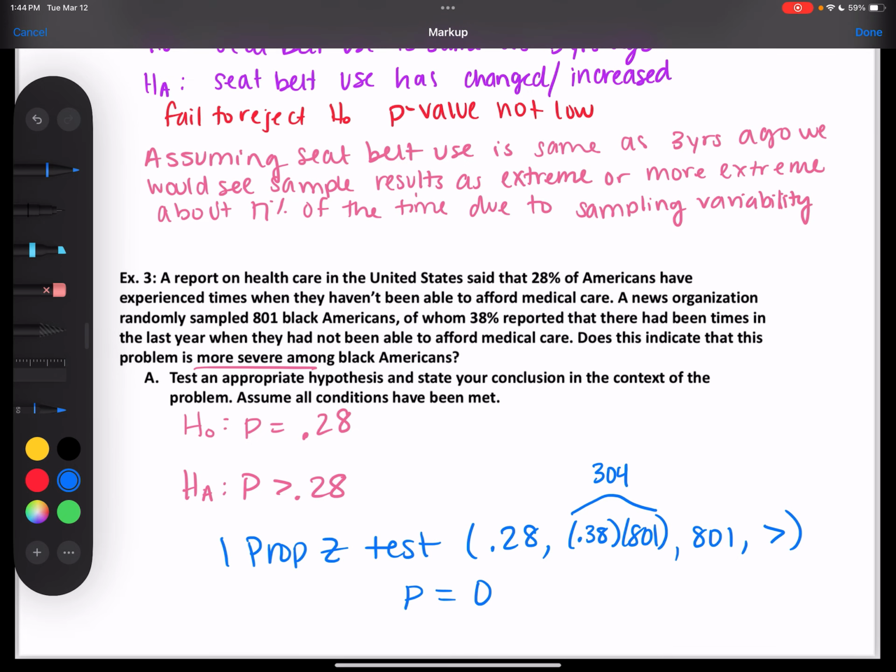So we're saying 0 because it's so close to 0. Yeah, it's really small, 1.77 blah blah blah times 10 to the negative 10. It's a really tiny number.